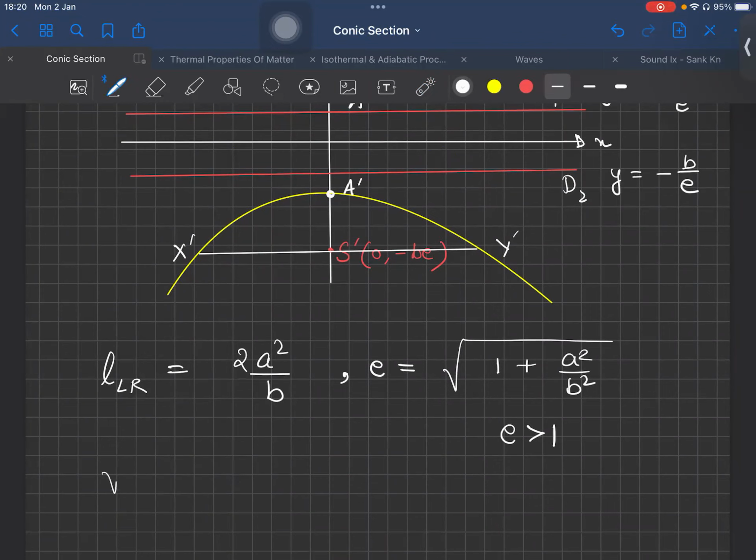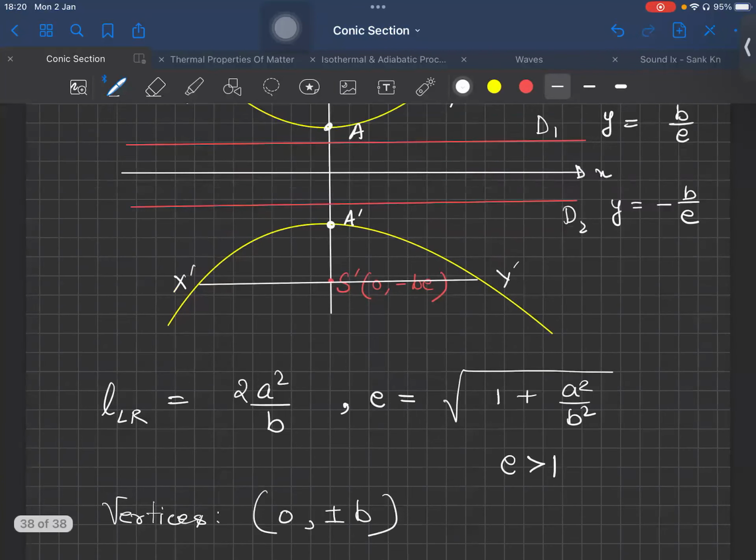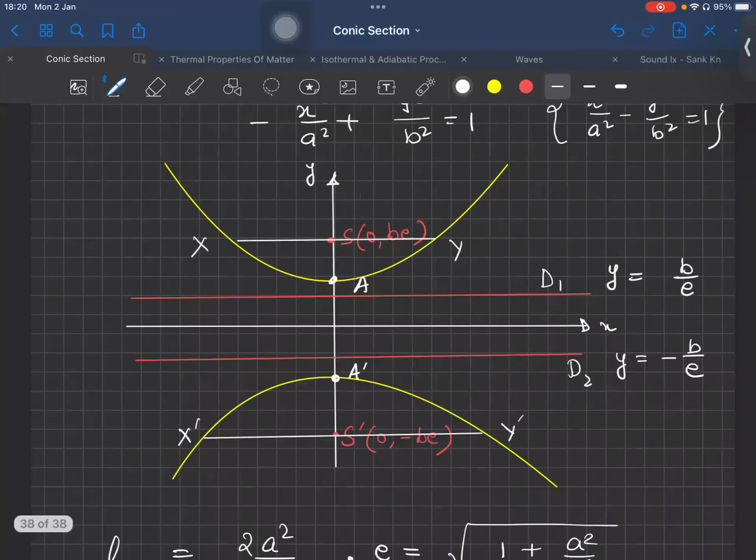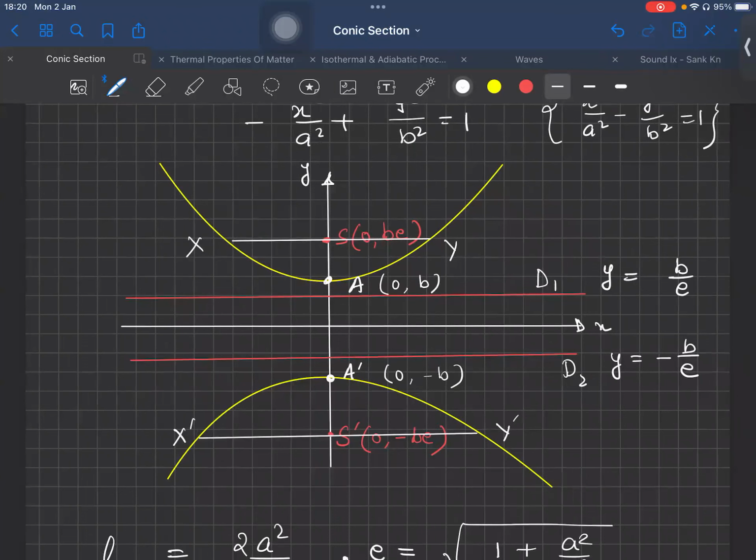Vertices. 0 comma plus or minus b, isn't it? This is 0 comma b. This is 0 comma minus b. All right. Okay.